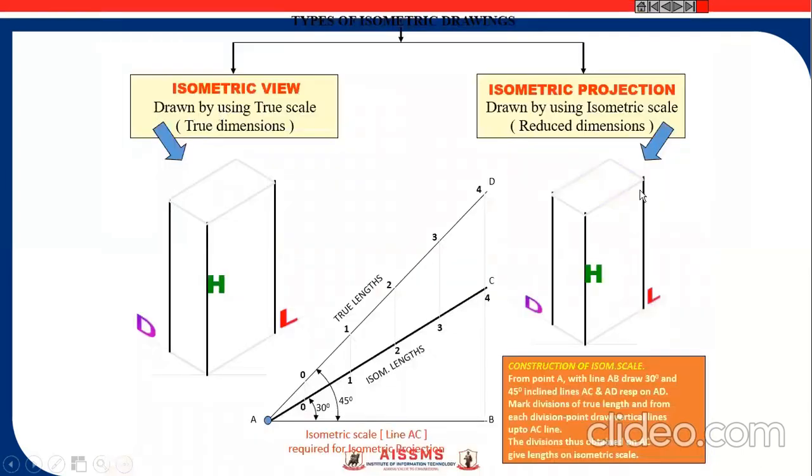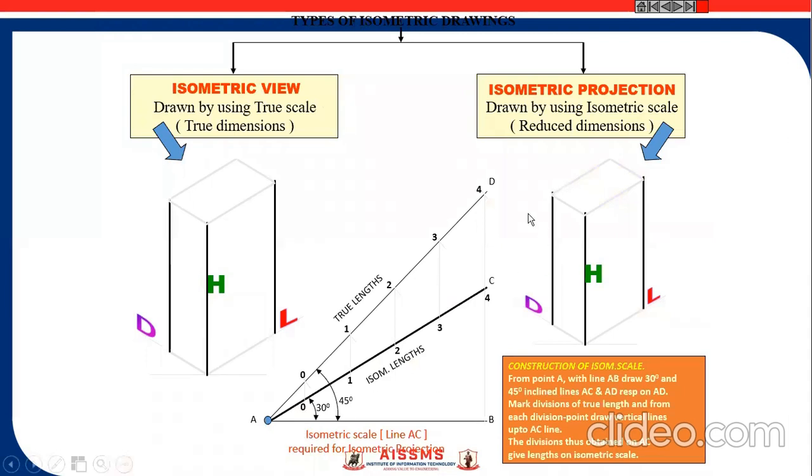So this is the isometric view and isometric projection. Isometric view means drawn by using a true scale. Suppose a 10 centimeter height, and we use 10 centimeters here. So it's an isometric view. But isometric projection is drawn by the isometric scale, meaning a reduced scale. So we multiply the scale by 0.815.